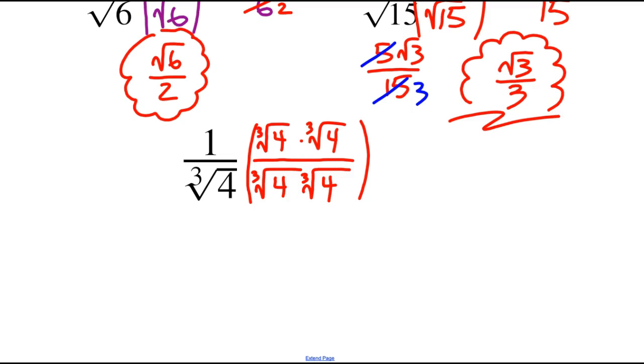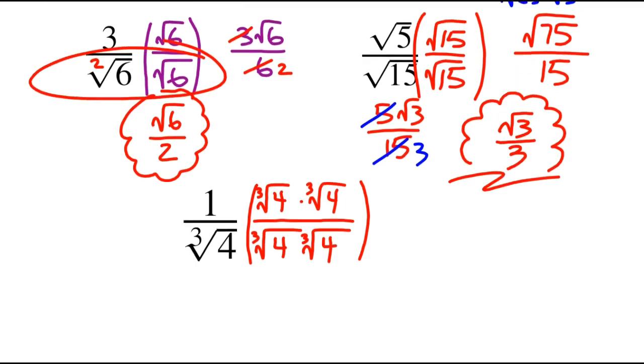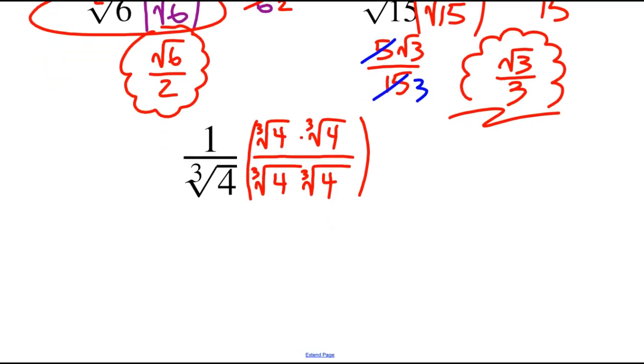I kind of know what you're thinking. If I go back up here to this one, there's a 2 there, right? So I didn't multiply by root 6 twice. I multiplied by a total of 2 root 6s. So down here, if you want to get rid of a cube root, you have to multiply by the cube root 3 times.